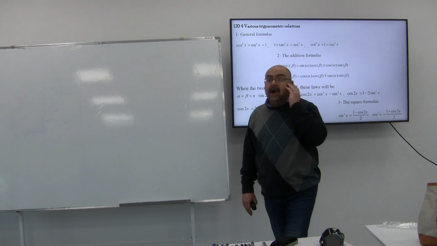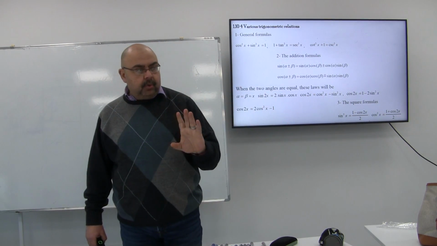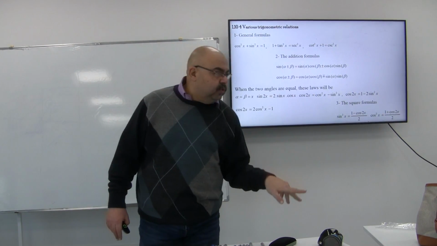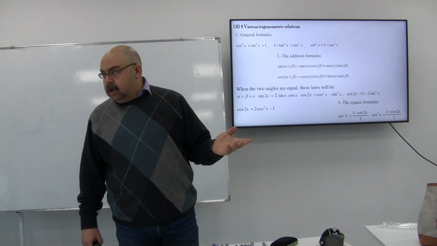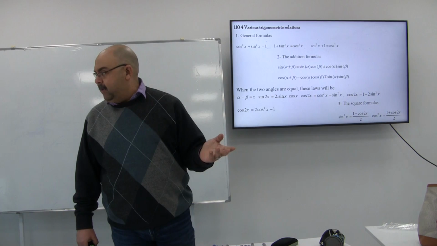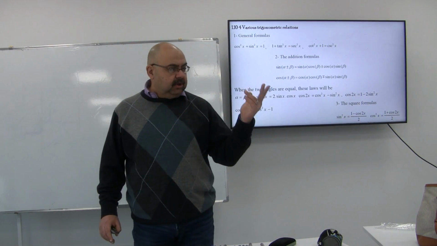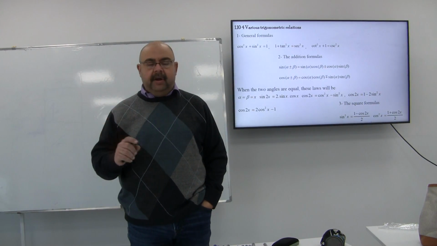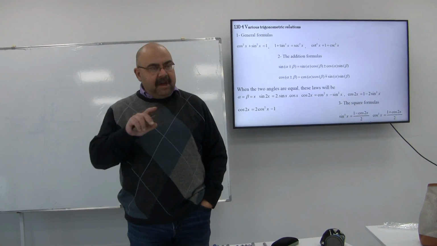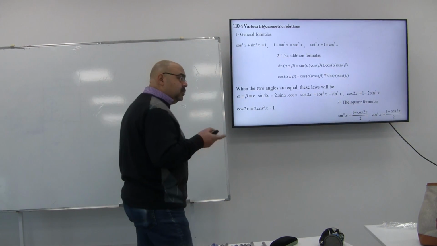I usually memorize them this way: sine square and cosine square are both related to cosine 2x. The sine will have a minus, but the cosine is positive, and both of them start with 1. So if I want to use this for sine square, I will replace it with 1 minus cosine 2x over 2.